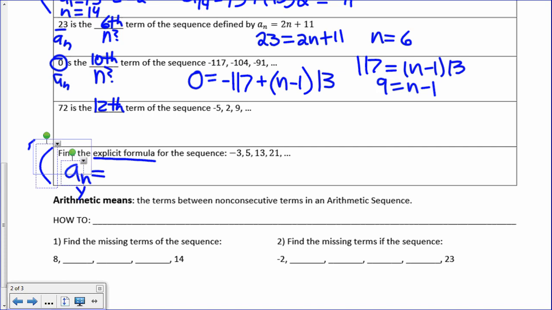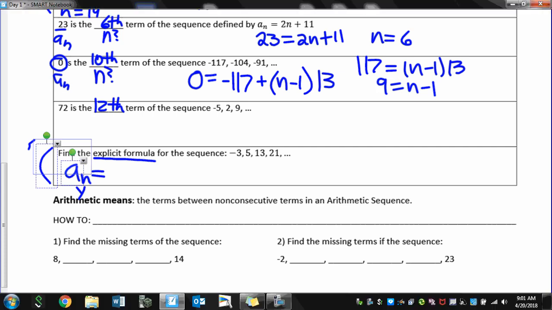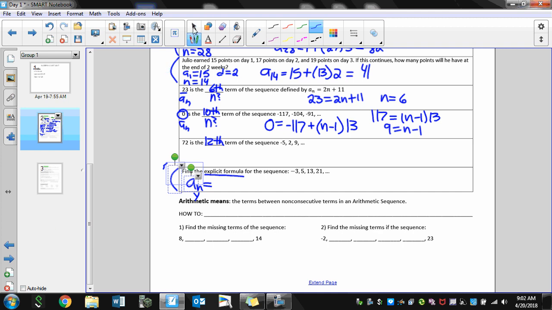Please don't. Give me 1 second. I don't know why it chooses random times to do this. There we go.